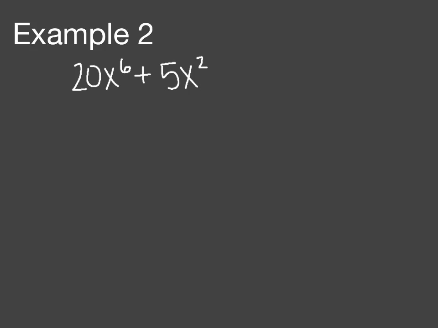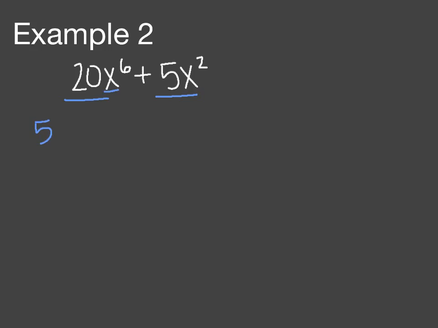The next example that we are going to do is going to show you how you can still use greatest common factor even if they have variables in common. So again, I need to look at these two terms and ask myself, what do they have in common? Well, first I'm going to ask, what can both numbers be divided by? Well, 20 and 5 can both be divided by the number 5.